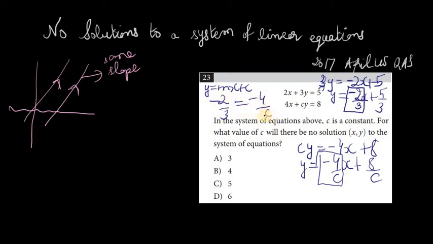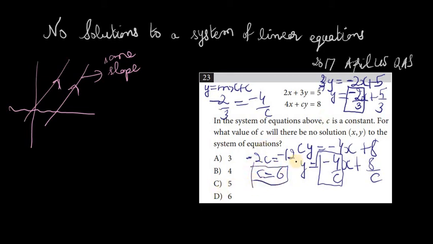And so I'm just going to cross multiply. You can multiply both sides by 3 and c, and then we would have something like negative 2c equals 3 times negative 4, that's negative 12, and then dividing both sides by negative 2, I get c equals 6.